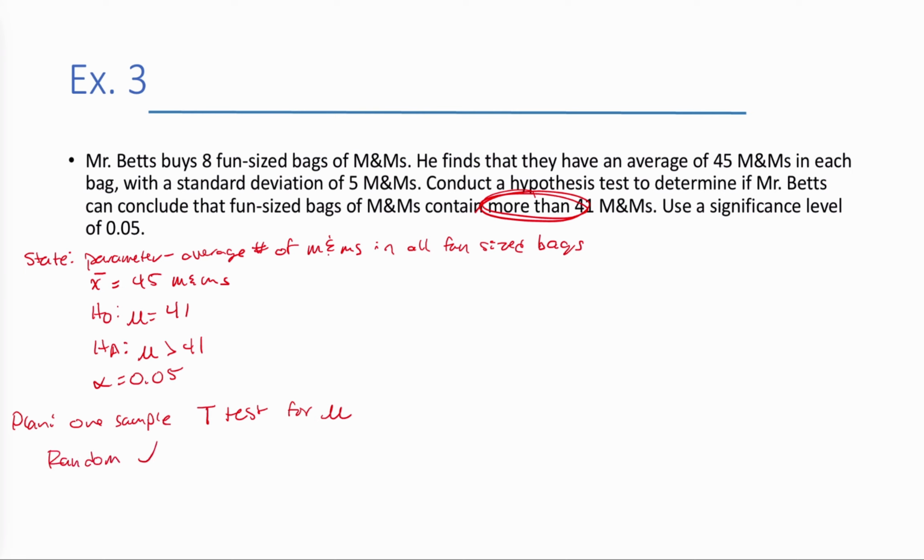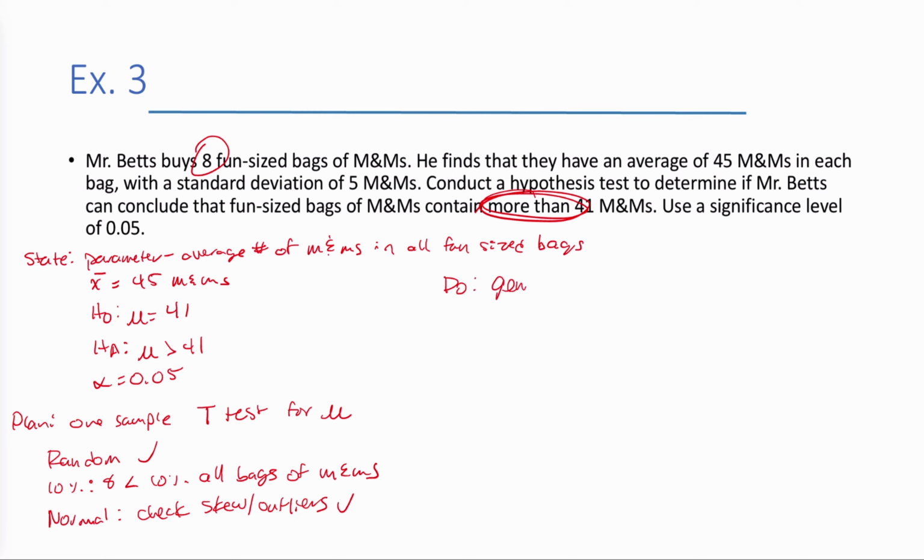We check our conditions. Random, we can assume it's random. 10%: 8 is less than 10% of all bags of M&Ms. And our large counts, we don't have at least 30. We don't know the population shape. So we should check for skew and outliers in the sample data. We're going to assume that there is no skew or outliers in the sample data. So we're good here.